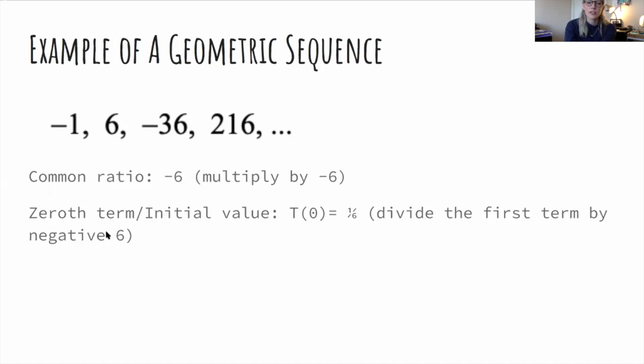And then the 0th term, or the initial value, is T of 0 equals 1/6. And we got that by dividing the first term by -6. So -1 divided by -6 is going to give you 1/6. Or you can write it as a decimal, but I left it as a fraction. All right, and that is it for our vocabulary. We're going to go ahead and look at some examples.